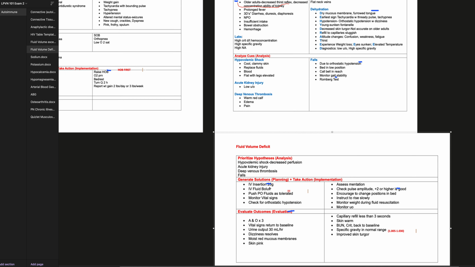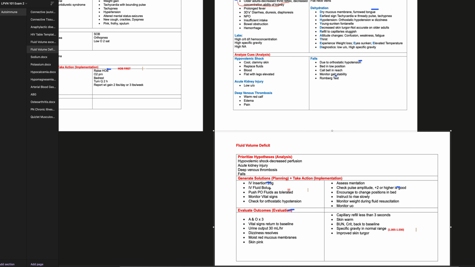You're going to insert an IV. You want a 20-gauge to give fluids. You're going to give an IV fluid bolus. Push PO fluids as tolerated. Monitor vital signs. Check for orthostatic hypotension. All right, so I told you about checking the pulse amplitude. You want +2 or higher. That's good. Encourage patients to change positions in bed. Instruct to rise slowly. Monitor their weight during fluid resuscitation.